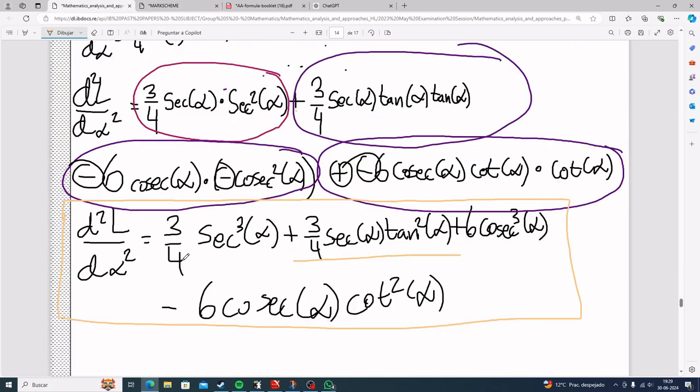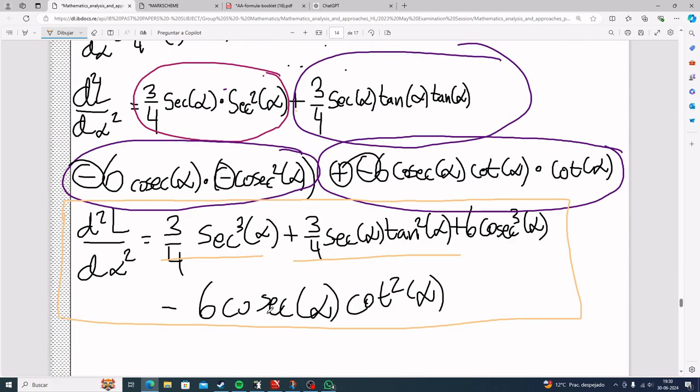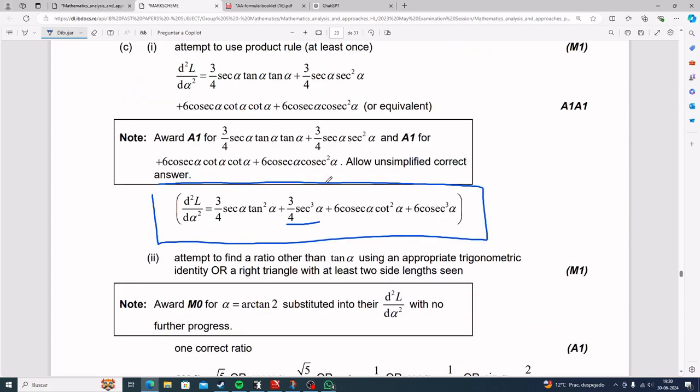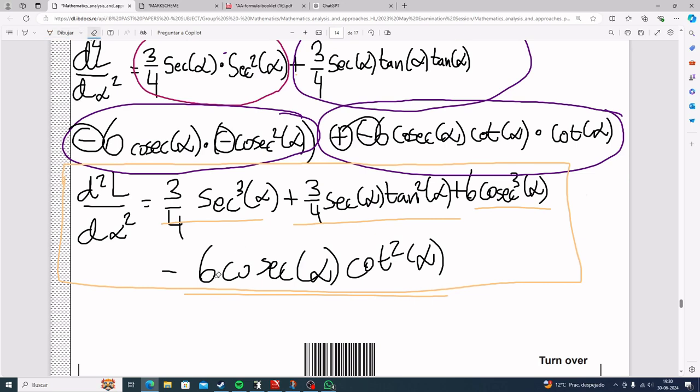The sec cubed, then over here it's 6 cosec cotangent squared, and last but not least, the cosec cubed. See? Now, there's a small mistake that I've committed, which we will find together because it can happen to anyone.